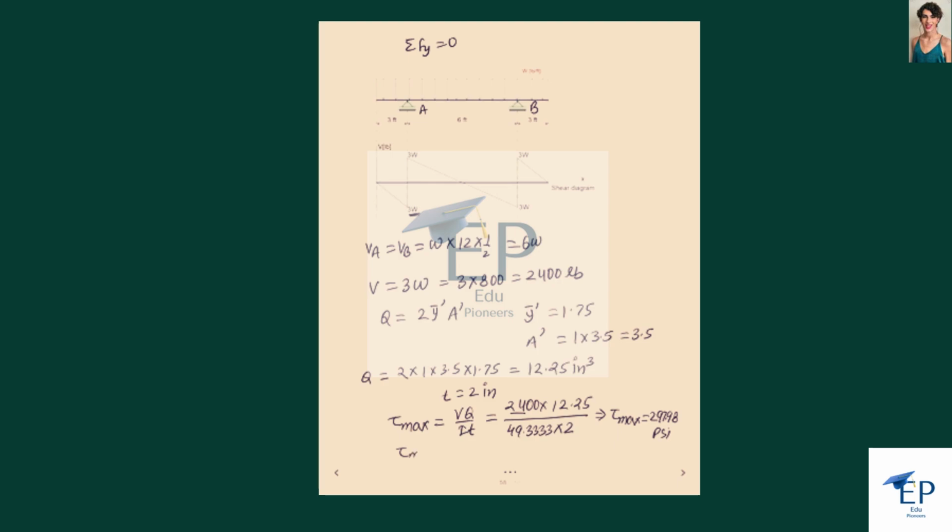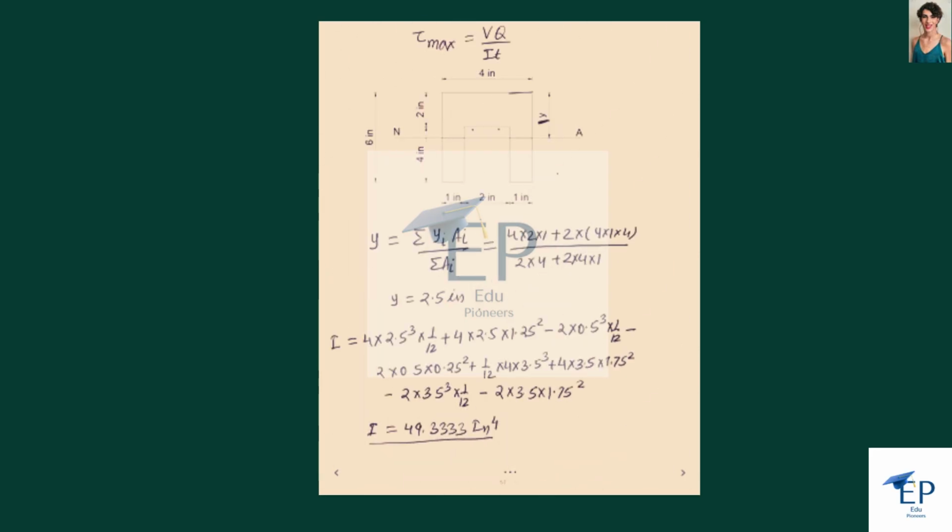I can write this again. So tau max comes out to be 297.98 psi. This is the answer for the question. This is the maximum shear stress. This is our answer.